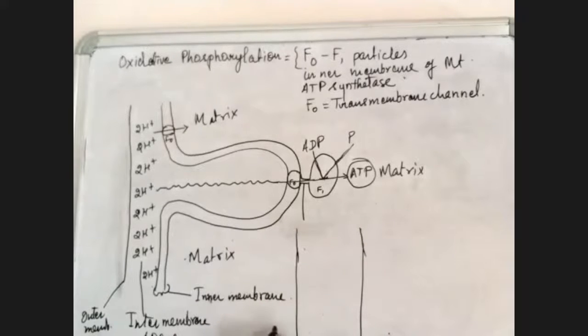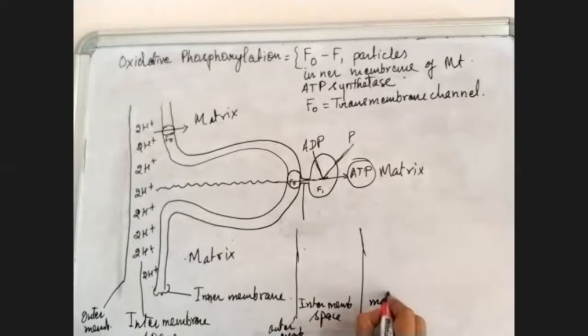This is the outer membrane. This is the intermembrane space. And here we have the matrix.